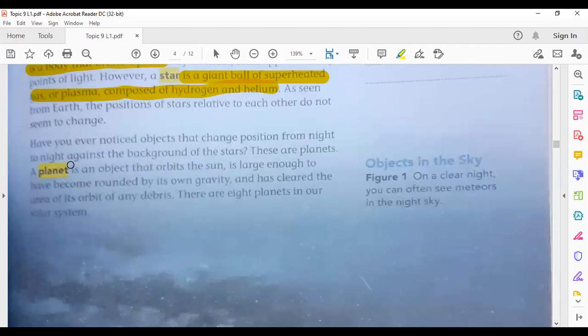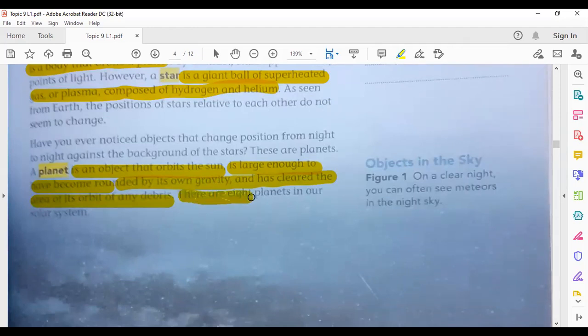What is a planet? It is an object that orbits the sun, and it is large enough to have become rounded by its own gravity and has cleared the area of its orbit of any debris. So planets in general are round in shape and they orbit the sun. How many planets are in the solar system? We have 8 planets.